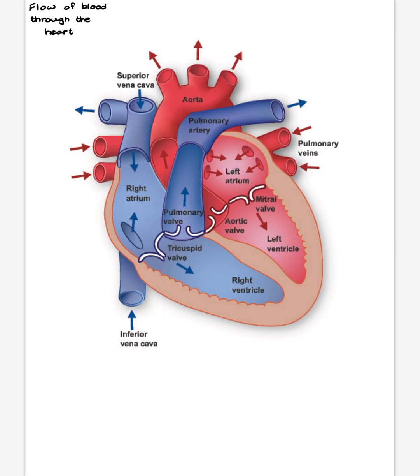Eventually, all that deoxygenated blood from the systemic circulation will come in again through that inferior vena cava and superior vena cava and start the process all over again.